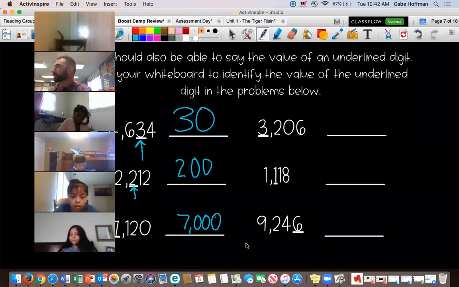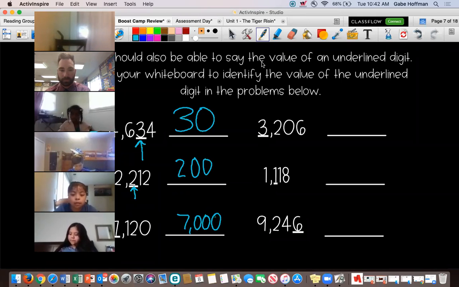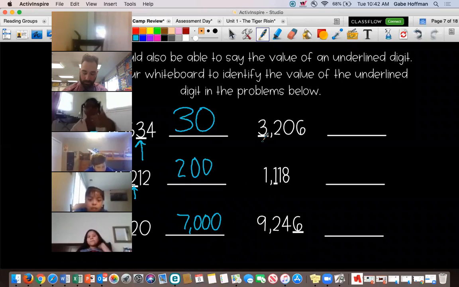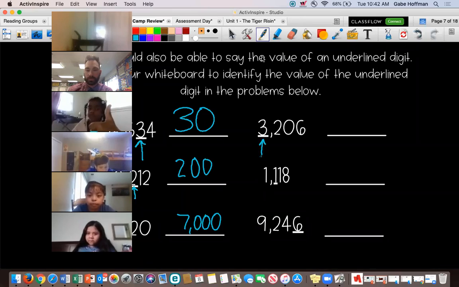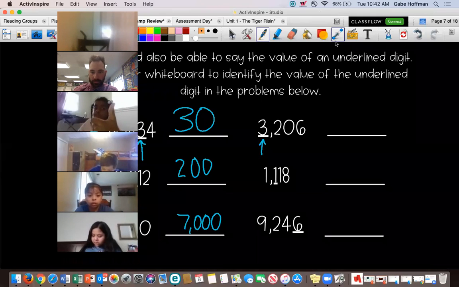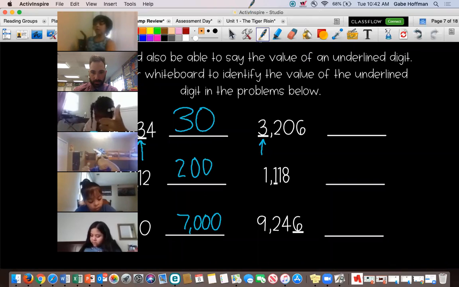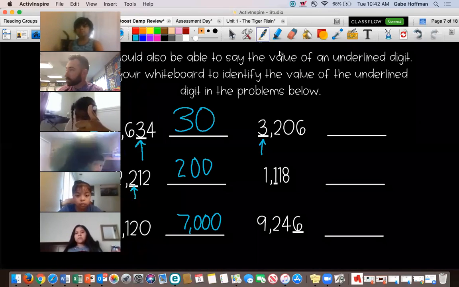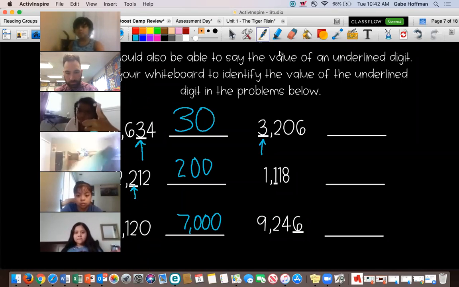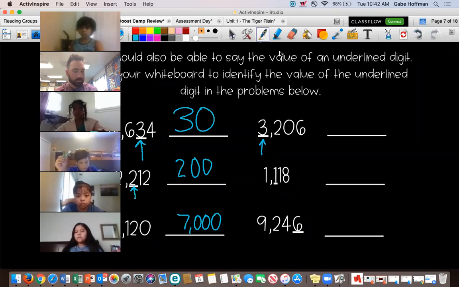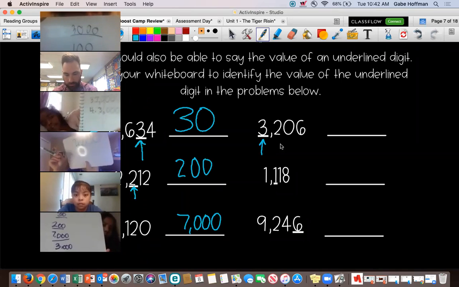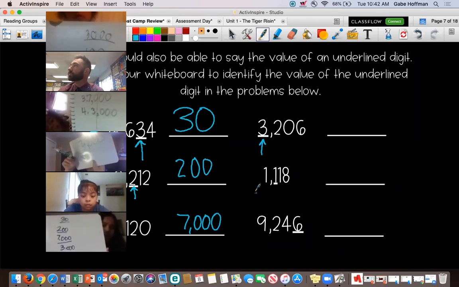Okay, now going up to 3,206. Write the value of the underlined digit. Ten seconds. Three, 2, 1. Show me your whiteboards. If you wrote 3,000, that is correct.